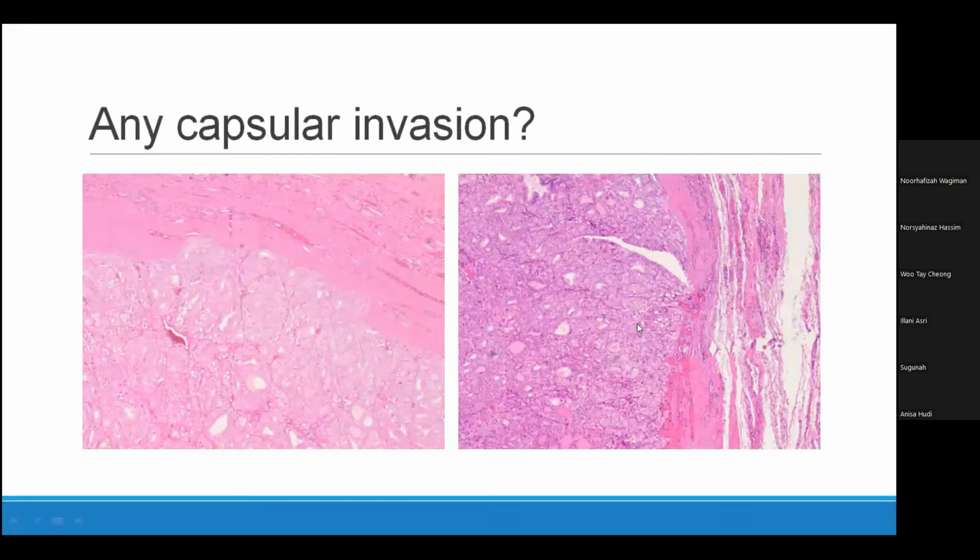Okay, so this is just taken from that nodule. Here, you can see this is the nodule and this is the capsule, and it is trying to, but it is not yet. Is it capsule invasion? Not yet, because it is pushing, but the upper capsule is intact. And then here it also still appears okay. With this, we won't call it capsular invasion yet.